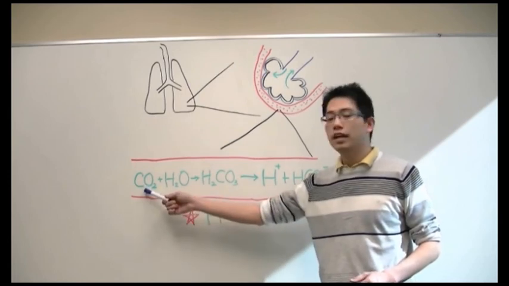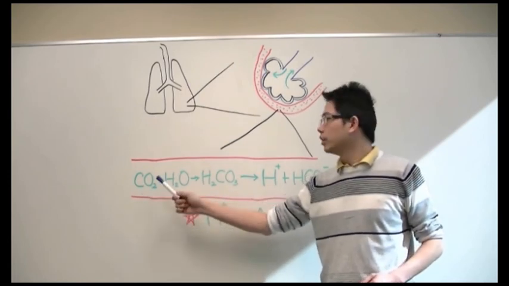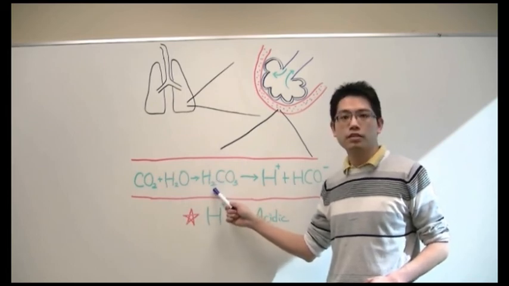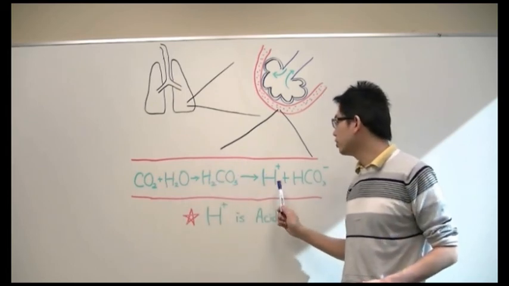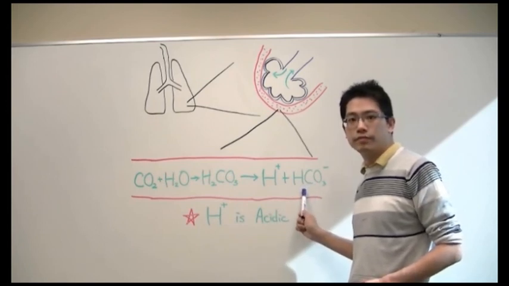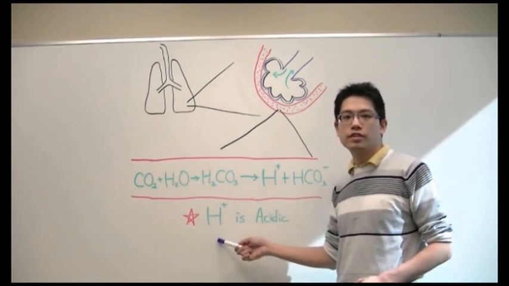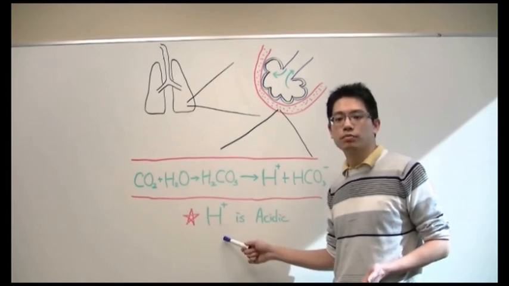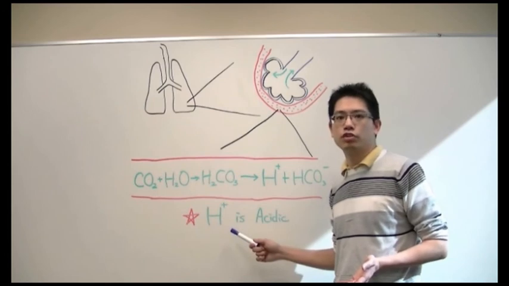When carbon dioxide enters our bloodstream, it combines with water to form hydrogen bicarbonate. It will then convert into hydrogen ion and bicarbonate ion. The increase of acidic hydrogen ion in our bloodstream will lower the pH values of our bloodstream and trigger the chemoreceptors to signal the medulla oblongata to increase the respiratory rate.